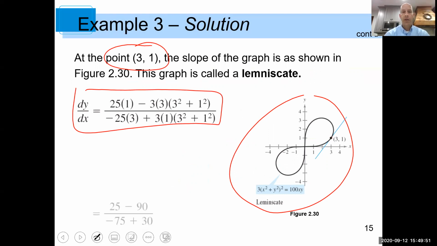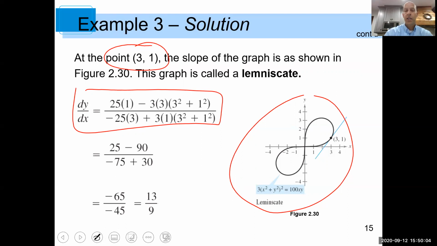And so I plug in those numbers. That gives me 25 minus 90 over negative 75 plus 30, which becomes negative 65 over negative 45, which gives us an answer of 13/9. The slope is equal to 13/9 at the point (3, 1). Pretty crazy, huh? Pretty crazy, I think.